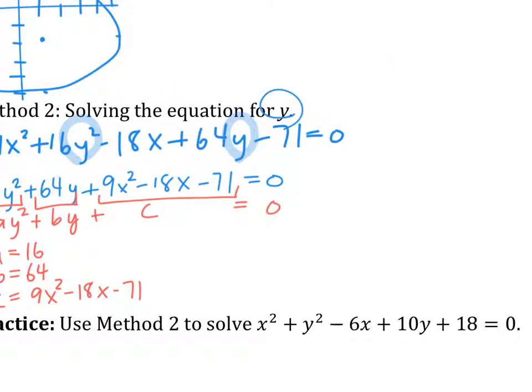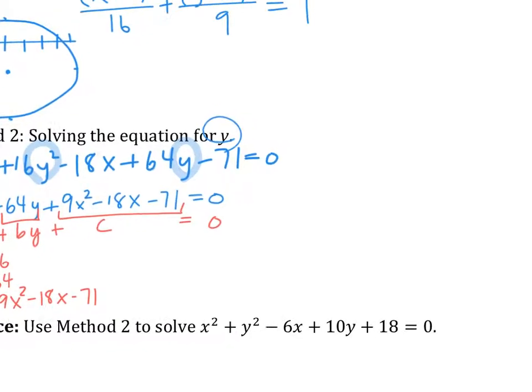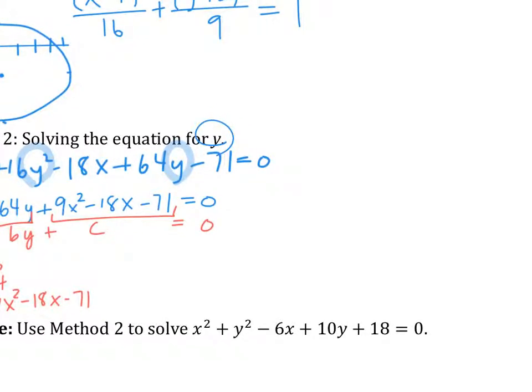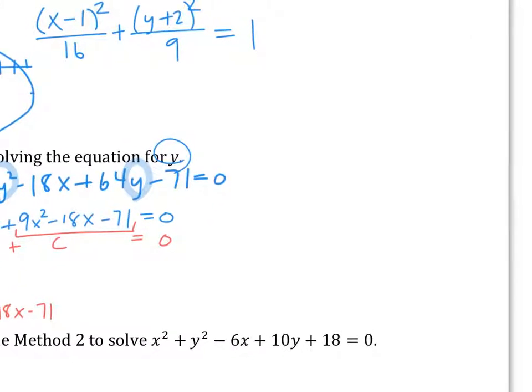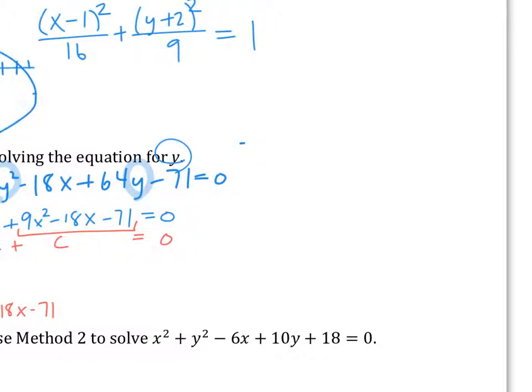All right, quadratic formula. I think you're all good. Negative b, plus or minus the square root of b squared minus 4ac, over 2a. That's the one, right there. Negative b plus or minus the square root of b squared minus 4ac.